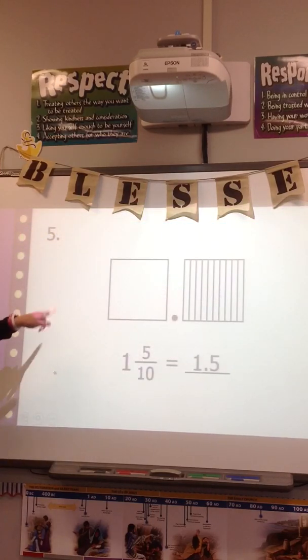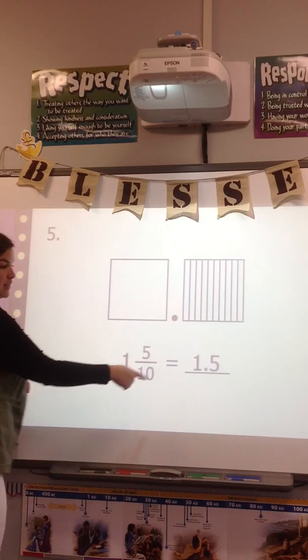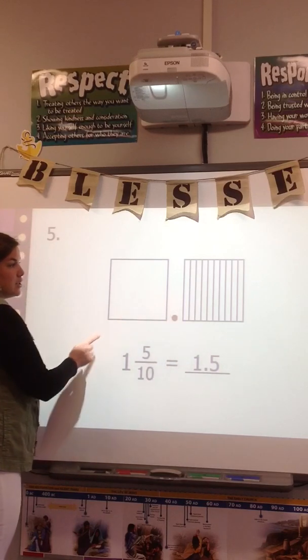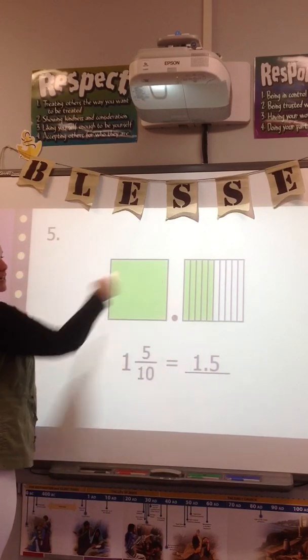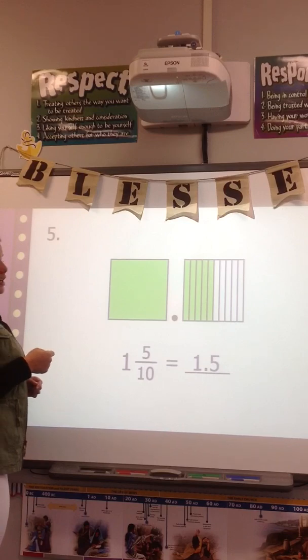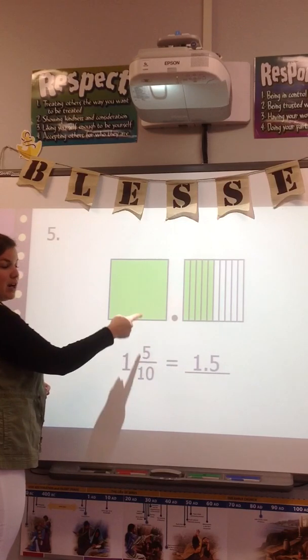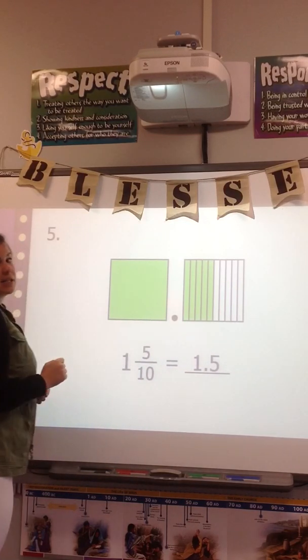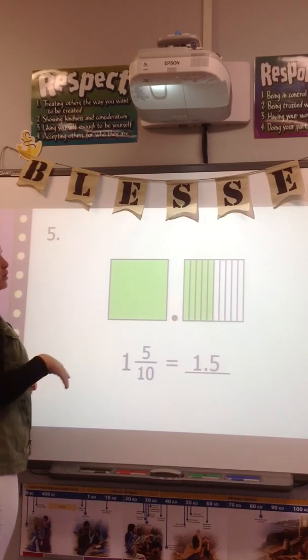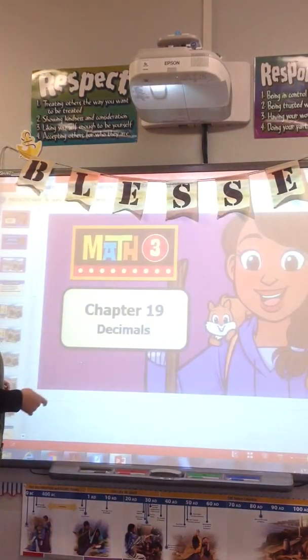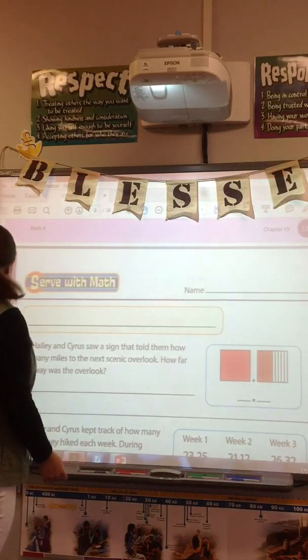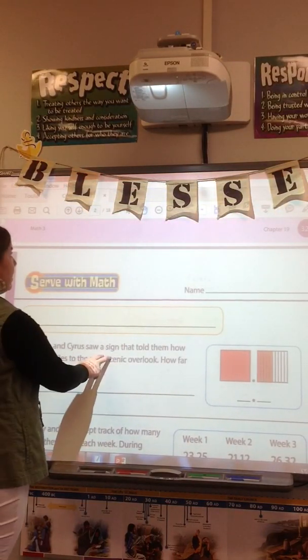All right, so we're not going to look at that one right now. This is going to be number 5 on the page you're going to do on your own in a minute, on page 323. So 1 and 5 tenths equals 1.5. So that's 1 whole and 5 out of 10 bars on the picture. So 1 and 5 tenths like this as a fraction, or 1 and 5 tenths as a decimal. That's number 5 on the page you're going to do in a little bit if you want to fill that in. Okay, let's go back and look at this page about Haley and Horatio.